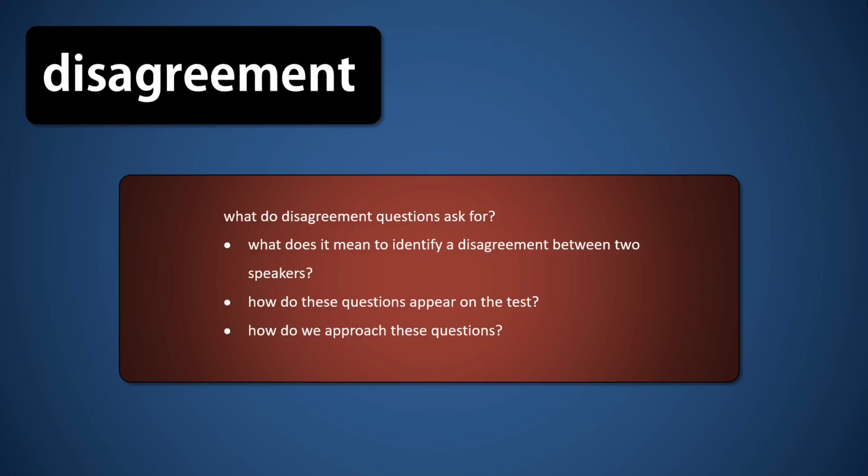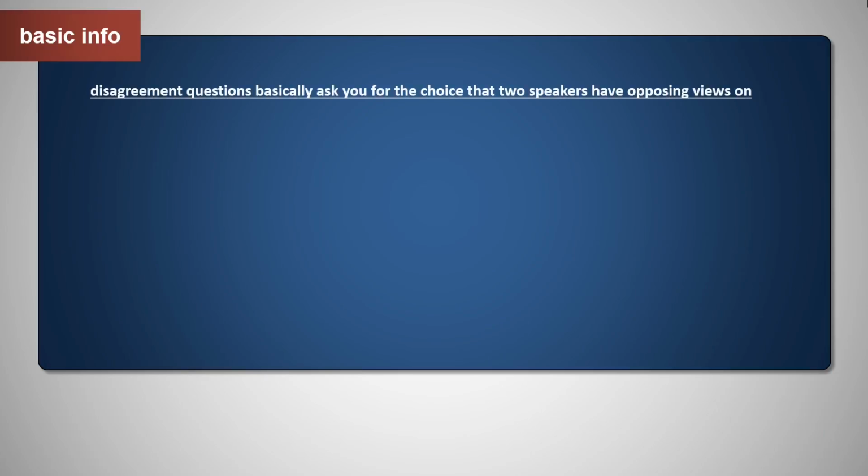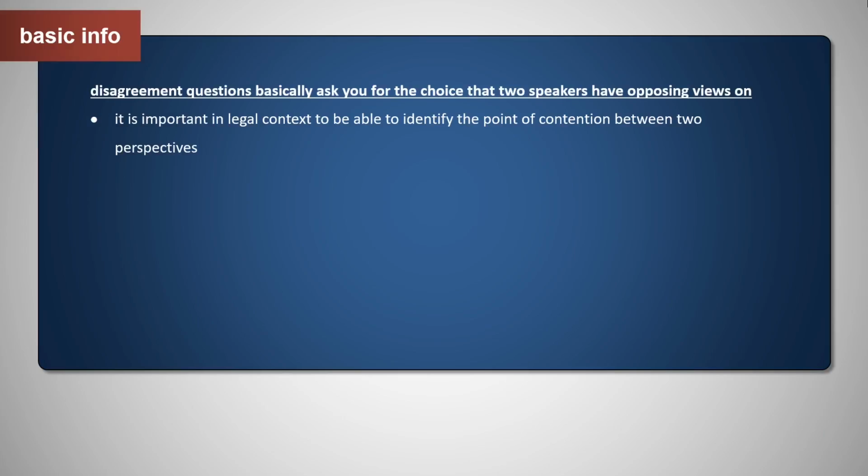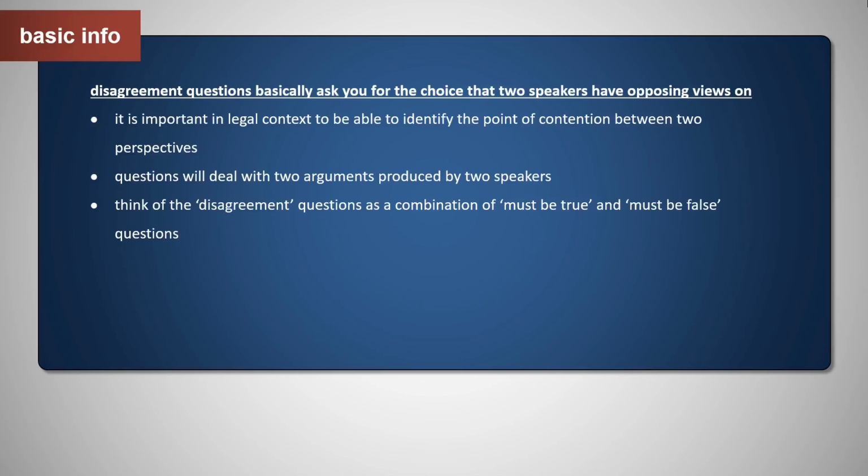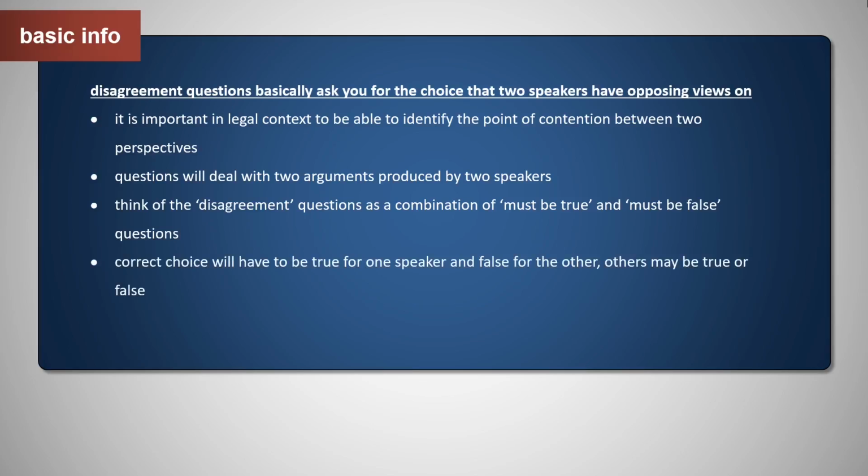Okay, so in terms of the basic information, the disagreement questions basically ask you for the choice that the two speakers have opposing views on. It's important in a legal context to be able to identify the point of contention between two perspectives. So that's the legal connection. Now, the questions will deal with two arguments produced by two speakers. Think of the disagreement questions as a combination of the must be true and must be false questions. The correct choice will have to be true for one speaker and false for the other. The other choices may be true or false.